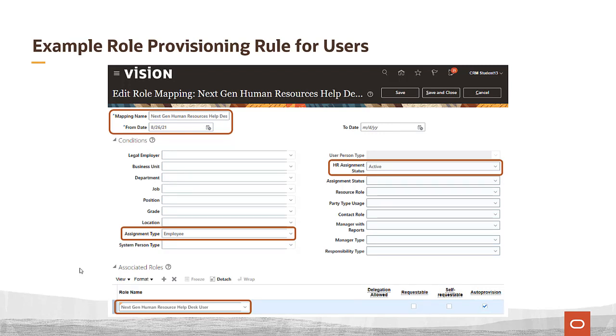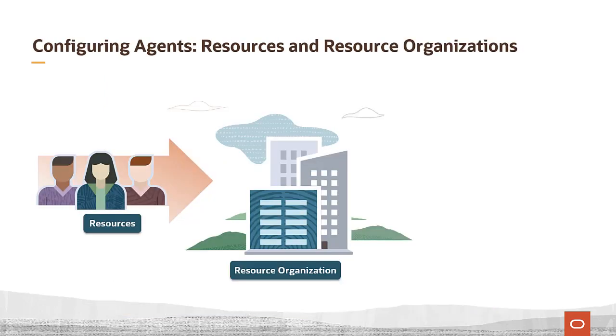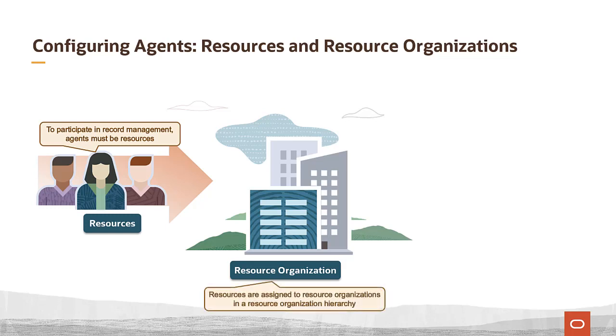Now that we've seen how to provision users, let's take a look at agents. Recall that agents require the resource security role. They also need to be resources in the application. A resource is used for record management and belongs to a resource organization. You can think of a resource organization as the reporting hierarchy for your team.